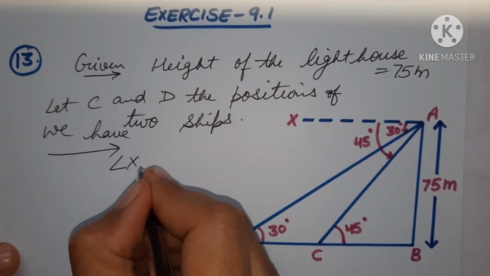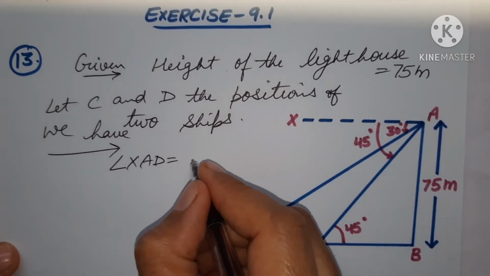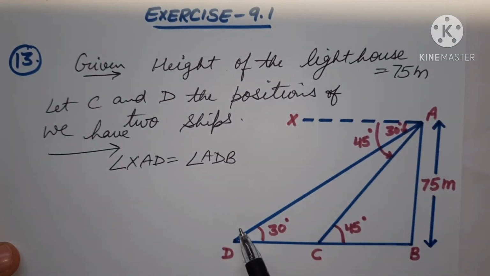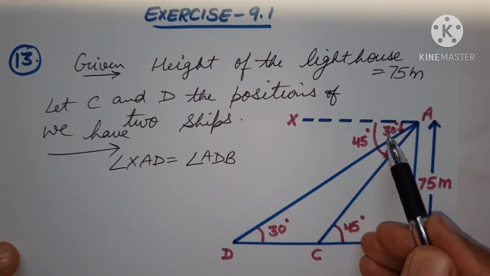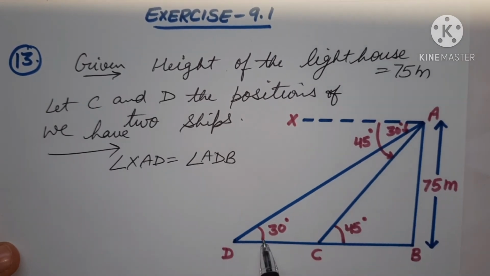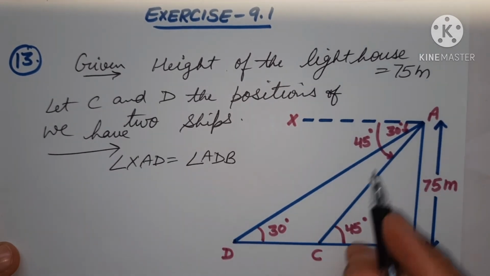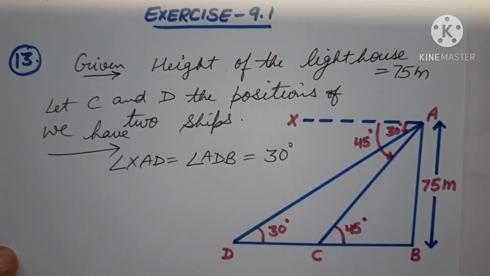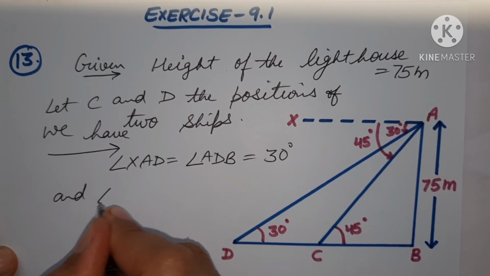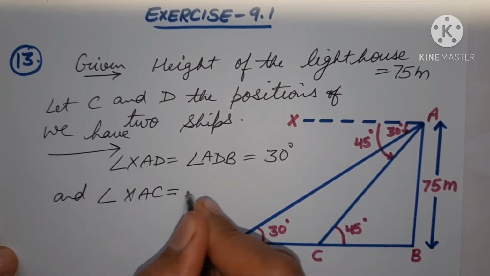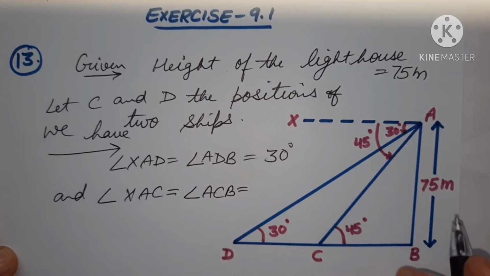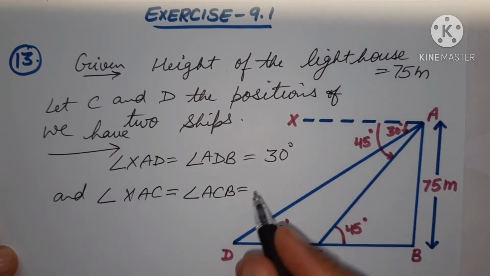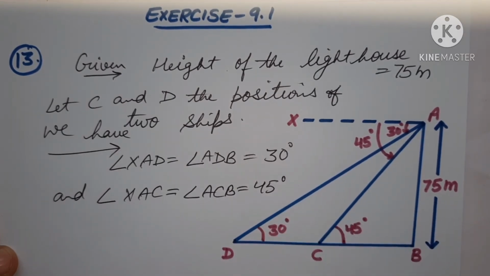So we have here angle XAD is equal to angle ADB, because angle XAD is 30 degree. So this angle ADB will also be 30 degree, because these are parallel lines and these are alternate angles. So the value of this angle is 30 degree, and angle XAC is equal to angle ACB is 45, XAC 45, and this angle ACB is also 45. Same reason, alternate angles, both are of 45 degree.